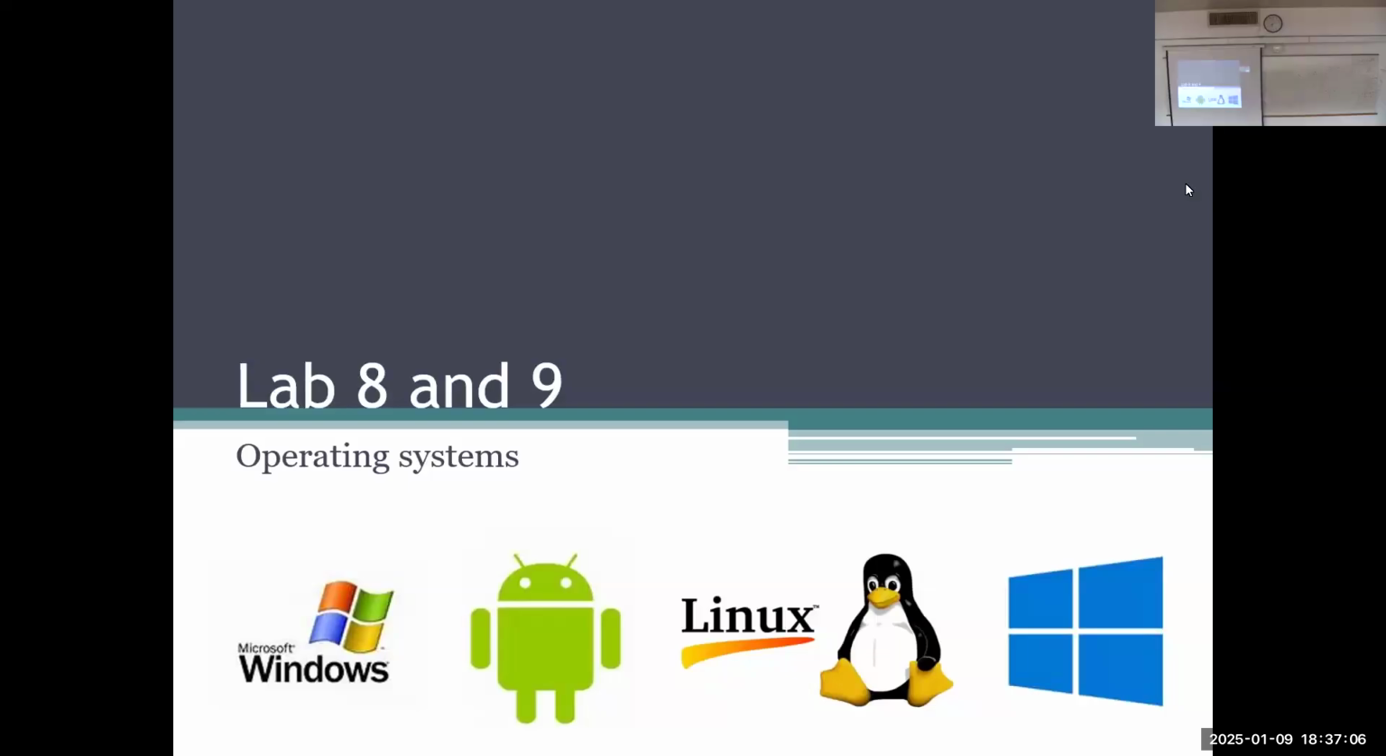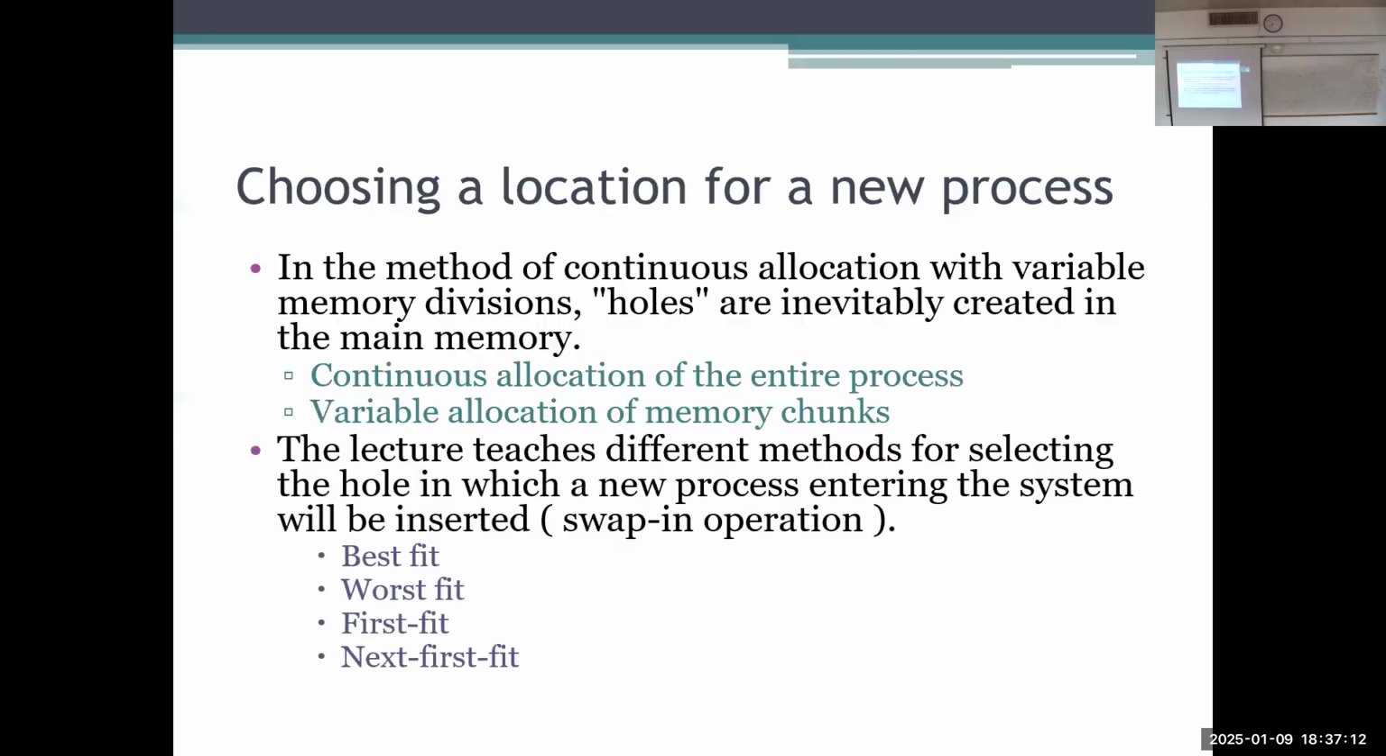Okay, so we're in Lab 8 and 9, really just Lab 8, I guess, and main memory management. So choosing a location for a new process. This is a review of what we did. Remember that we're in the method of continuous allocation, right? Because when you have a new process, you've got to give it memory. So we have to choose a location for that memory.